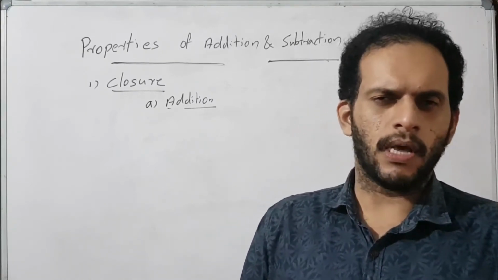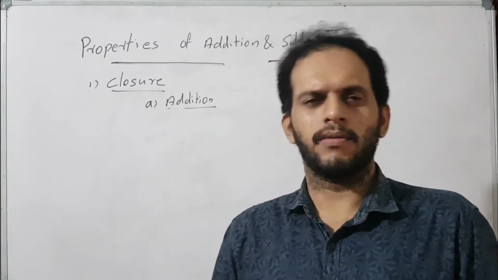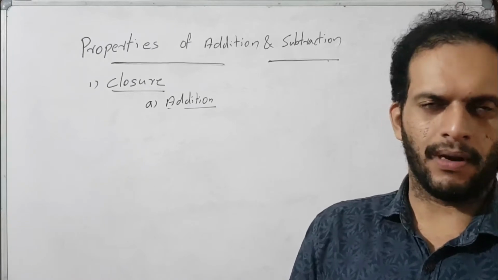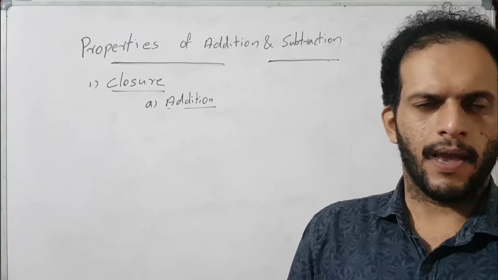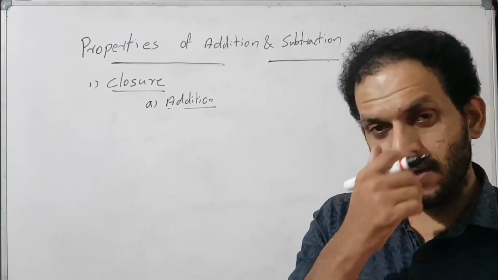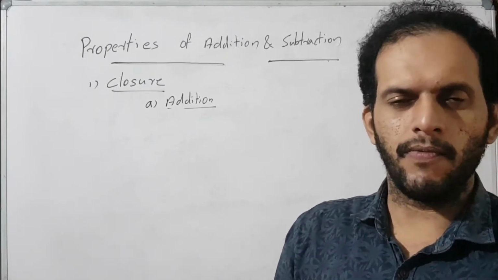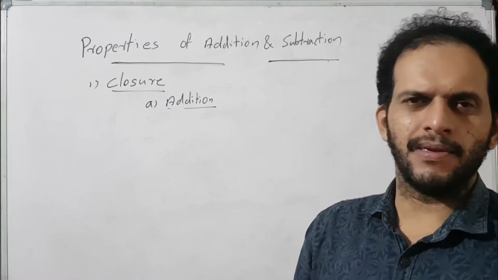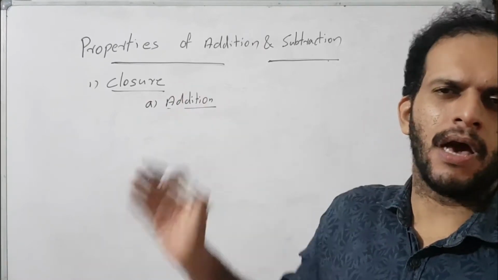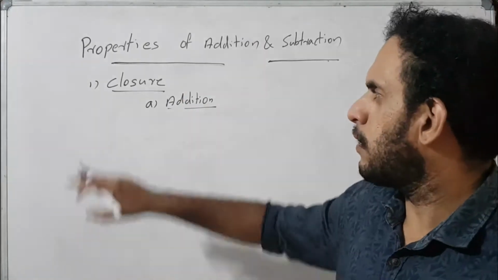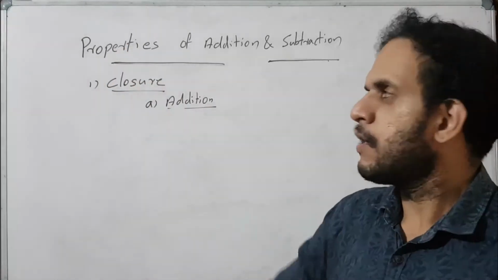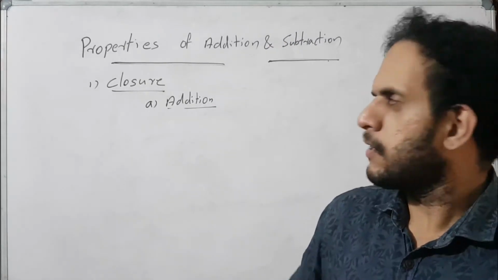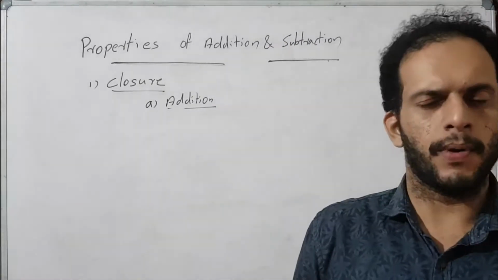The properties are not new ones. We discussed the same properties in the case of whole numbers in the lower classes. The same properties we will discuss later in the case of multiplication and division also. Now we are discussing the properties of integers in addition and subtraction. The first property is the closure property.